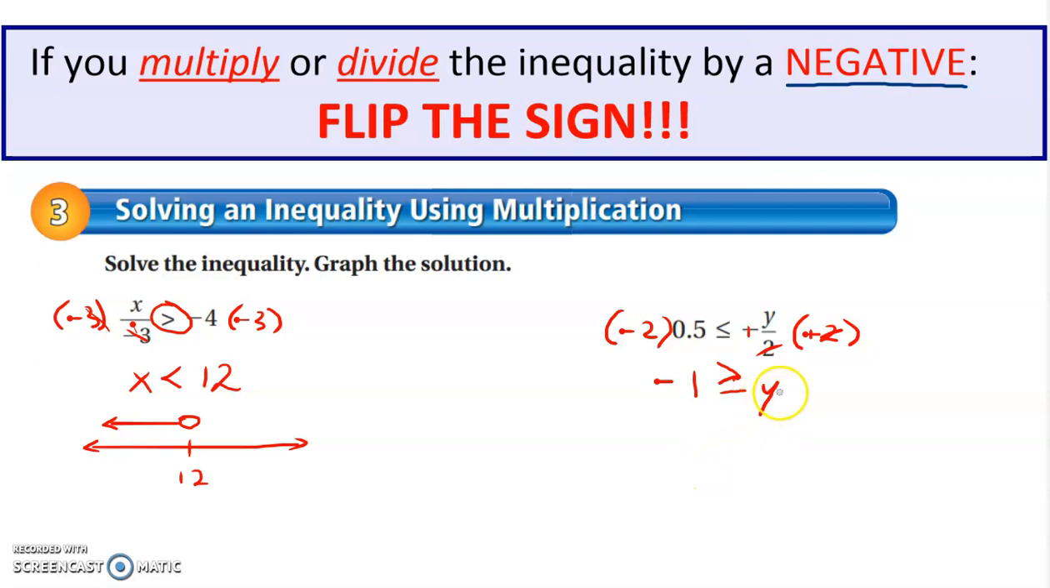All right. Now, the y's on the right side, I don't want that. I want the variable on the left side. So I'm going to rewrite that. Notice that the sign was pointing at the y, still pointing at the y. Okay. And then we can graph this. We've got negative 1 right here. And y is less than or equal to, so closed circle, going to the left, because all the values less than negative 1 are on the left of it.